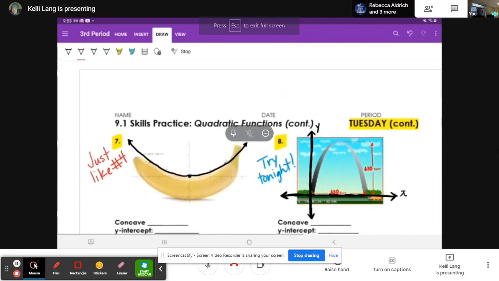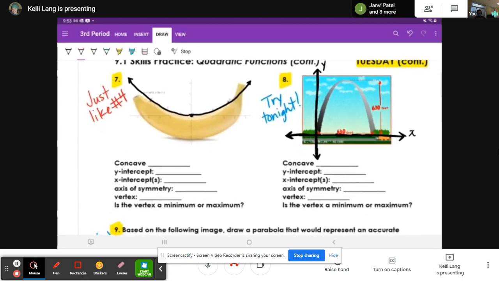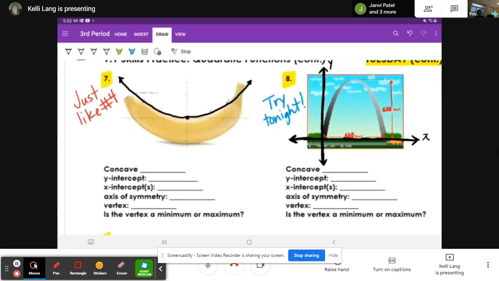Okay, since we didn't finish the skills practice problems on Tuesday, we're going to quickly finish the second page of skills practice problems right now before we move on to our quiz review. So let's take a look at number 7. I gave you a hint on Tuesday that number 7 was just like number 4.